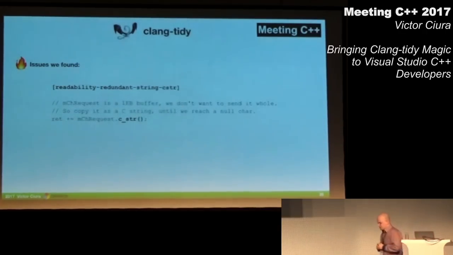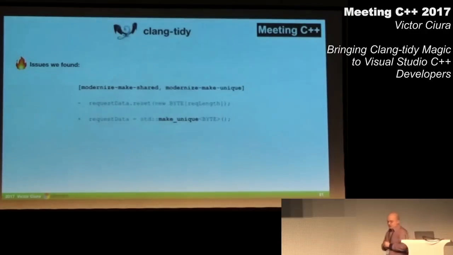Some cautionary tales, issues that we found. For example, readability, remove redundant string c_str. Somebody was careful enough to leave a comment there to warn about this issue. In this case, a string was used as a buffer. You might argue that's not appropriate, but that was the code. So removing that c_str call was definitely a bug. We caught that in time.